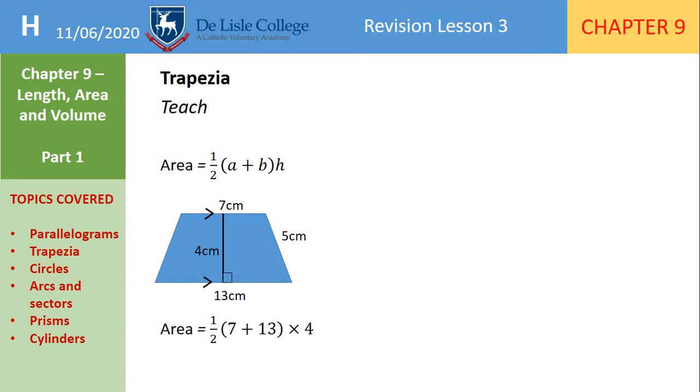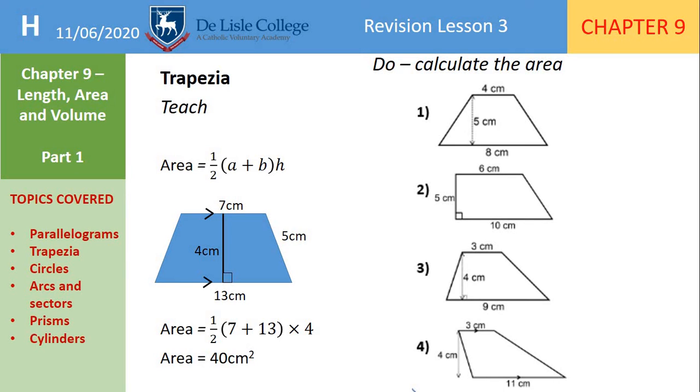So if we fill in, a and b are 7 and 13, h is 4. Remember to use the rules of BIDMAS when you are working this out. So the brackets will be 20, so half of 20 is 10, and then multiply by 4 to give us 40 centimetres squared. Have a go at calculating the area of these trapezia.